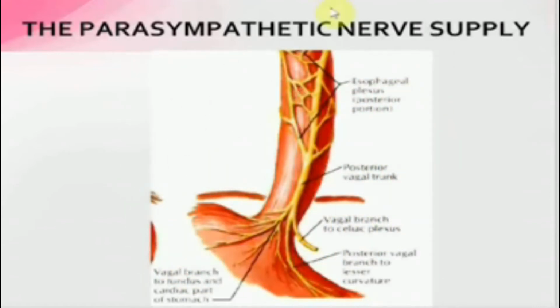The larger posterior vagal trunk, derived mainly from the right vagus nerve, enters the abdomen on the posterior surface of the esophagus and passes towards the lesser curvature of the stomach. The posterior vagal trunk supplies branches to the anterior and posterior surfaces of the stomach. It gives rise to posterior gastric branches.